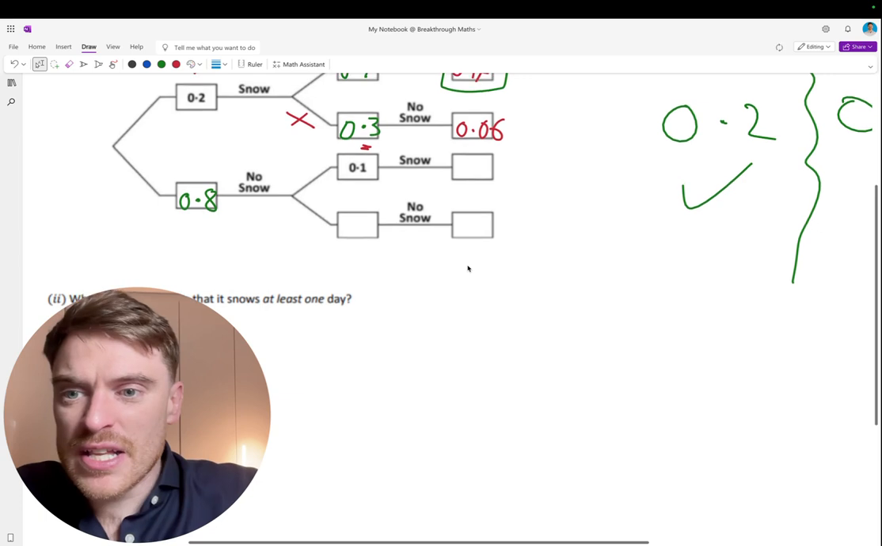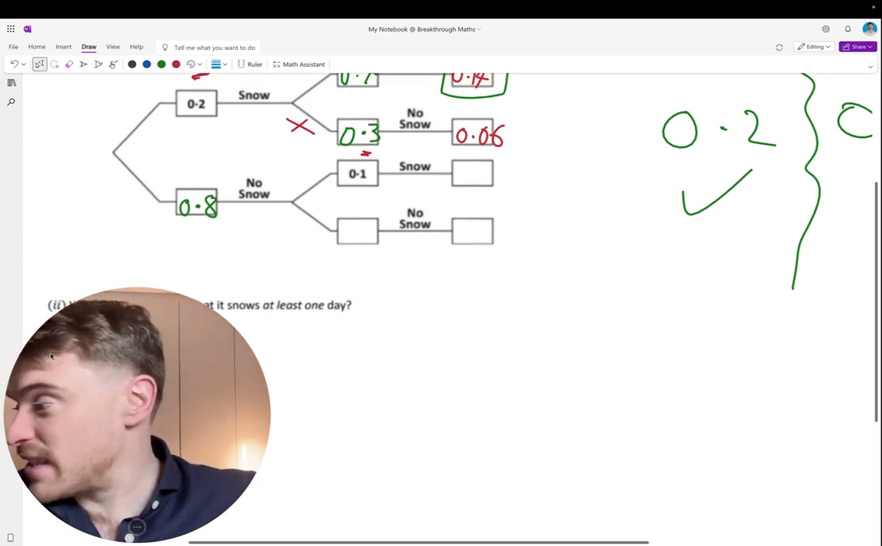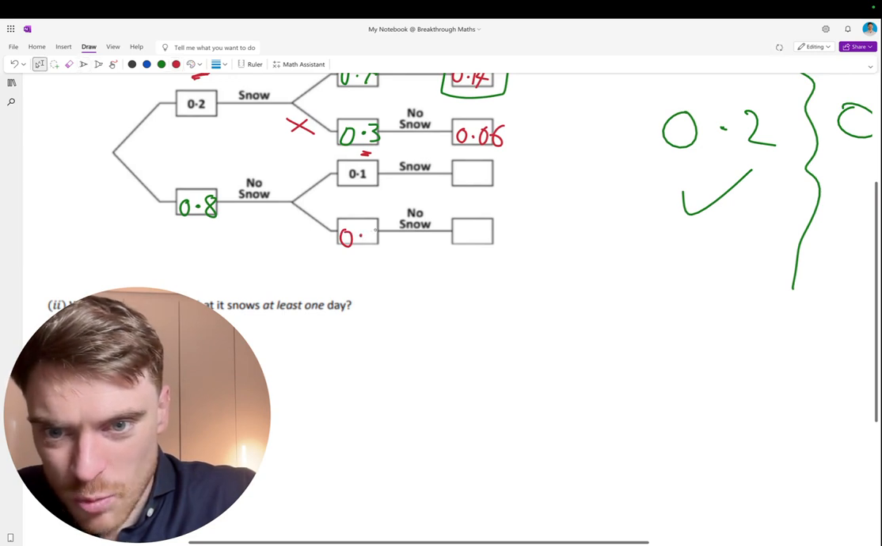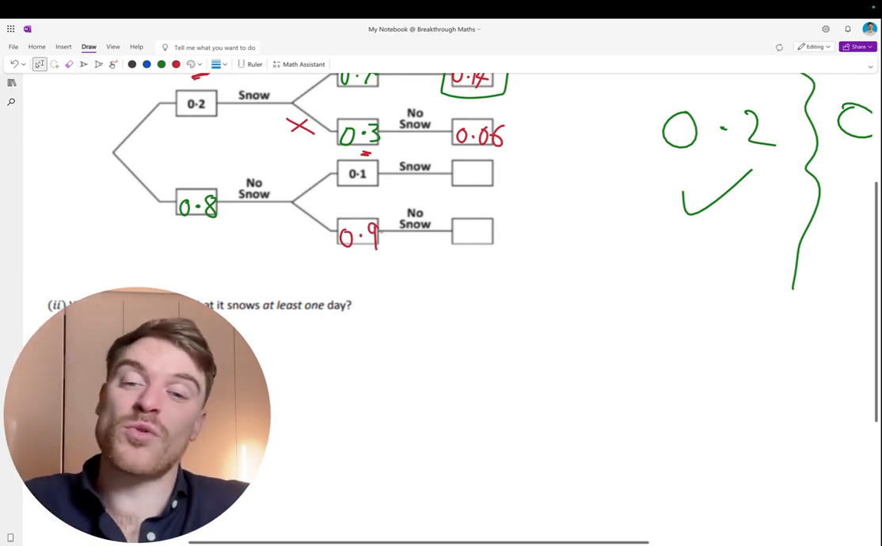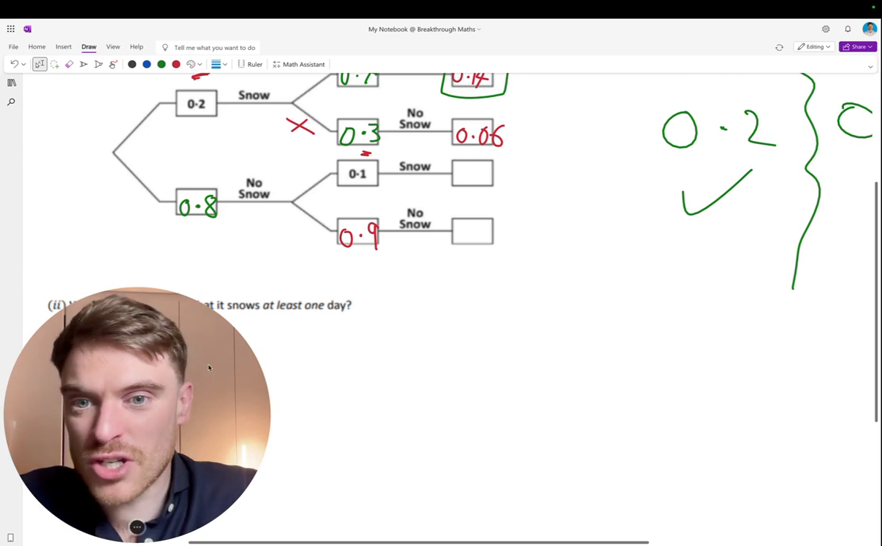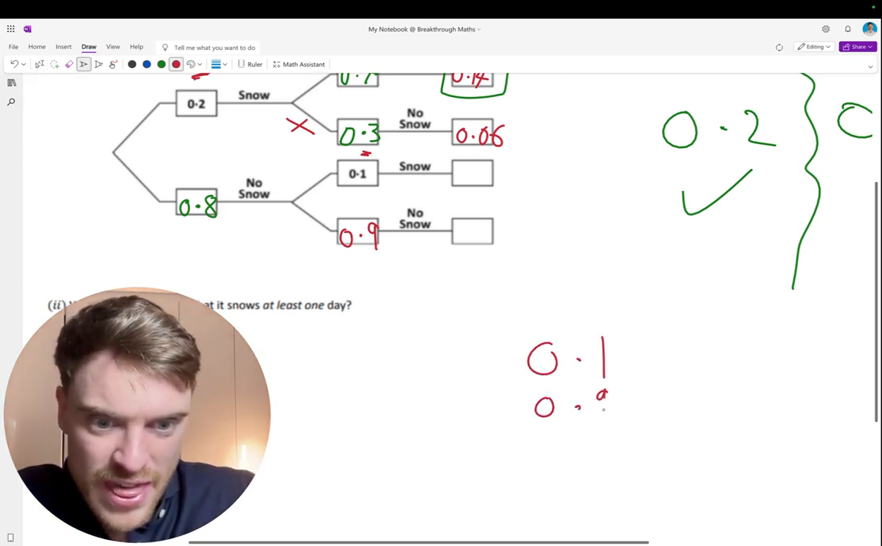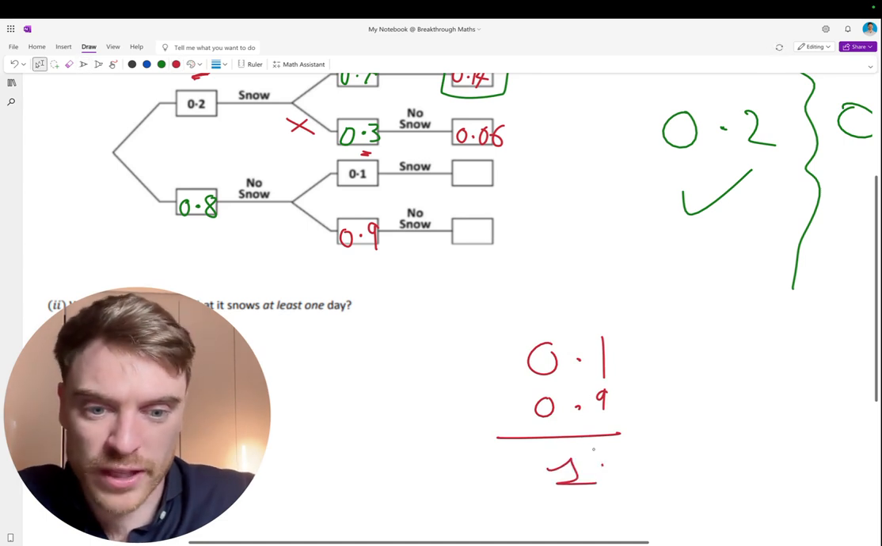Again, do the same thing down here. It snows 0.1. So what's down here? It has to add up to a whole 1, so 0.9, because 9 plus 1 is 10. So you want to get to 1. Because look, just to show you, 0.1 and 0.9 gives me 1. One whole thing. That's it.